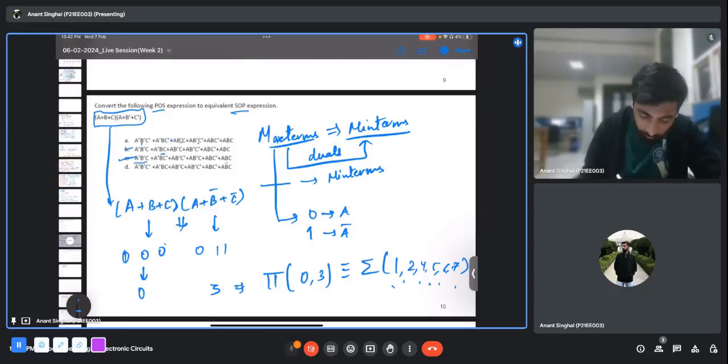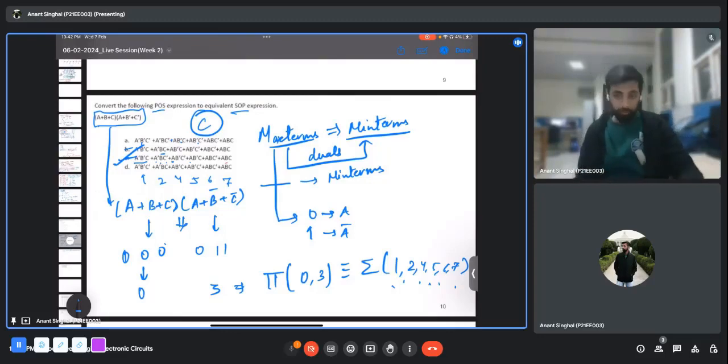So it is 0 0 1, so 1 is there. It is 0 1 0, so 2 is there. It is 1 0 0, so 4 is there. Then 1 0 1, so 5 is there. Then 1 1 0, that is 6, and 7. Yeah. So option C is the correct answer. I hope this concept is clear.